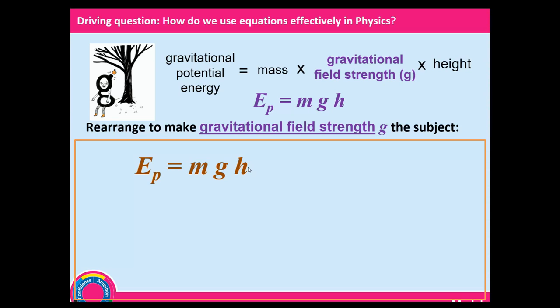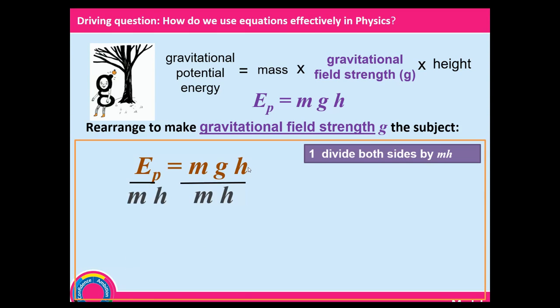So I know you'll be saying now, oh, Mr. Vincent, we know what to do. Just divide both sides by mh. Good, correct. You got it right. So we divide both sides by mh. So you look at the right-hand side. Yes, m and h are in the numerator, m and h in the denominator. So the mh will cancel out.